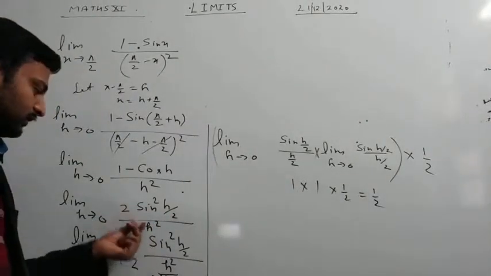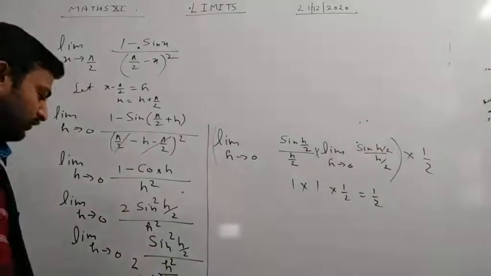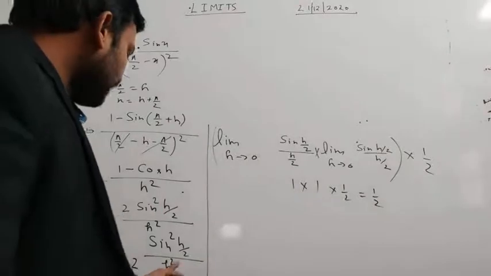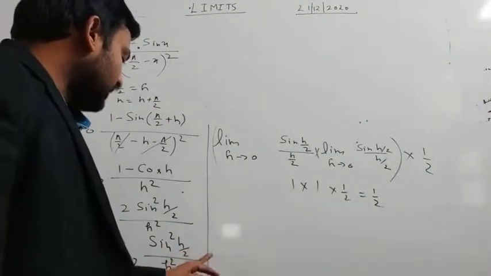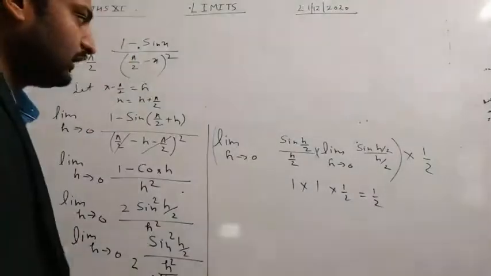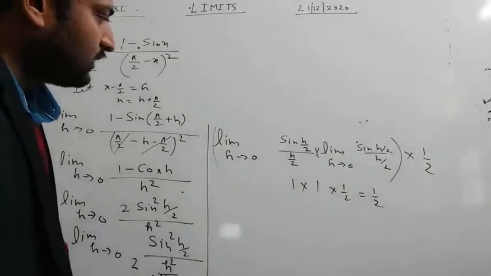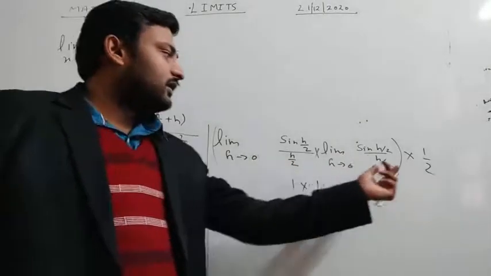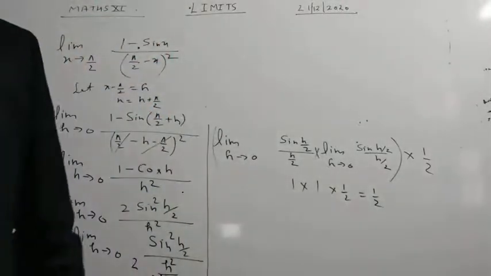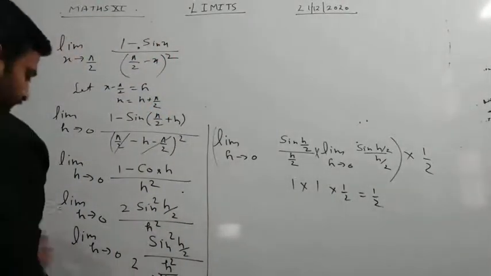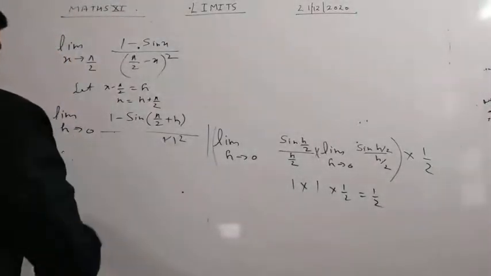Now we send this to the denominator and multiply and divide by 2 and 2. We get sin(h/2) by h/2 and sin(h/2), and we have taken the limit separately, and this is our 1 by 2. Now this is 1 and this will be 1 by 2, so the answer will be 1 by 2. I hope you understand, students. So now we move to the next question.